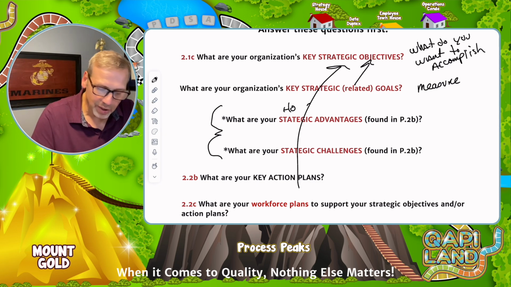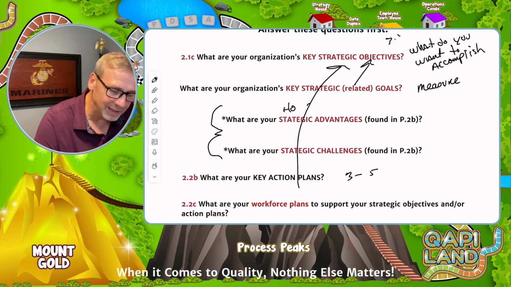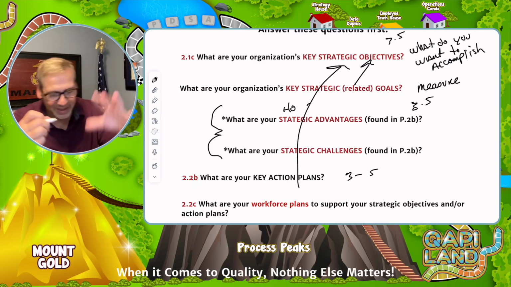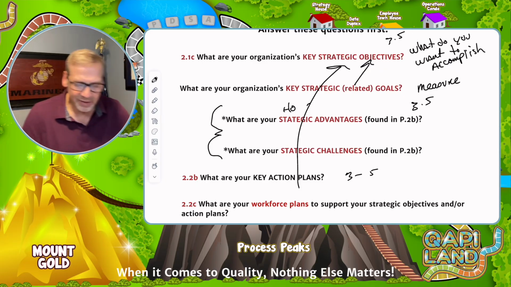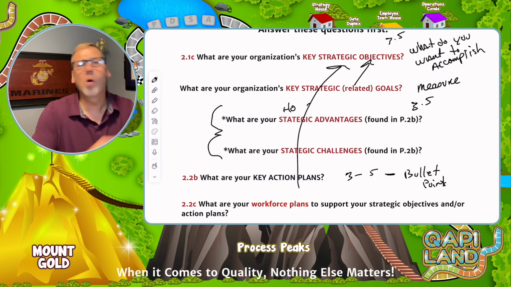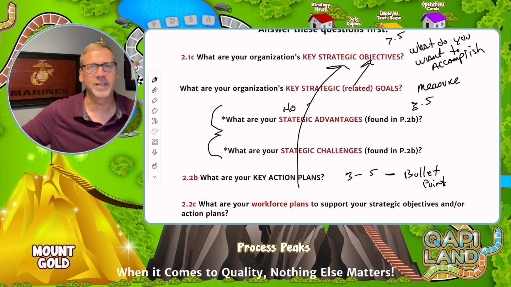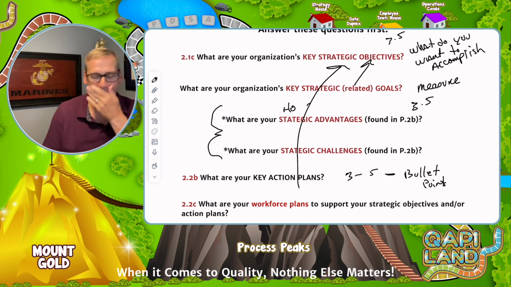And again, you're going to want to have maybe 3 to 5. I'll say 3 to 5 because you want 3 to 5 of these. You want 3 to 5 advantages, 3 to 5 challenges. You don't want less than 3. You don't want more than 5. And these are all bullet points, by the way. These little action plans, these are just bullet points. No long, drawn-out explanation needed. Take out ad. Increase bonus, right? Like just bullet points.